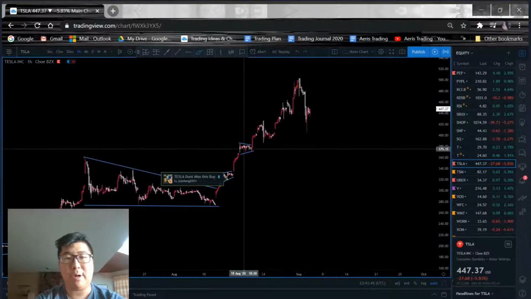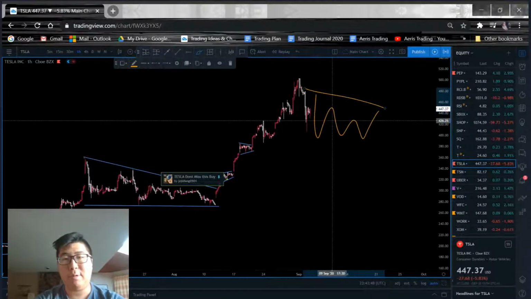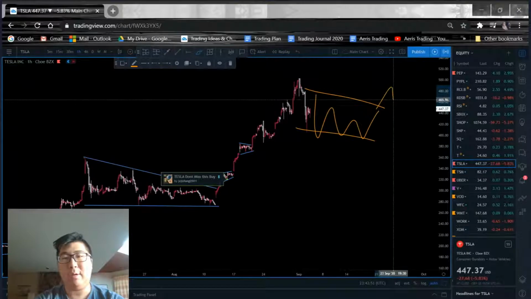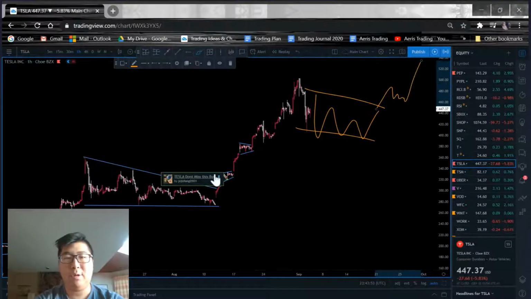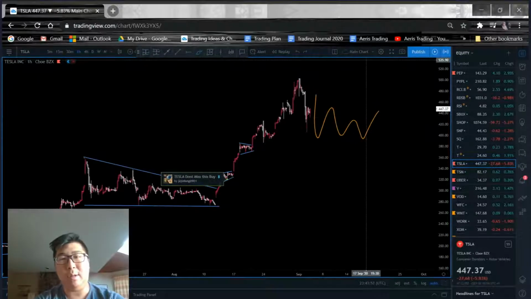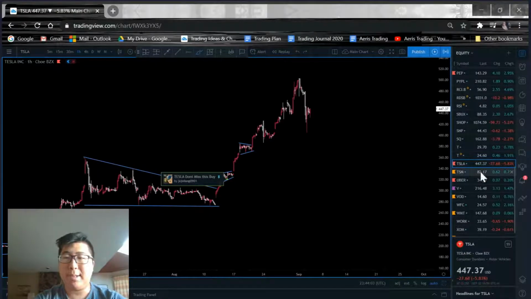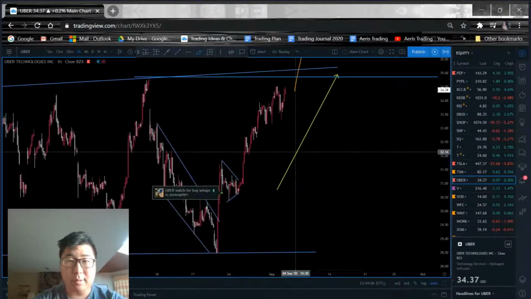So waiting for a larger correction to build, waiting for a larger structure to build, and then waiting for the breakout, and then waiting for the lower time frame continuation, just like my trade here. It's always going to be the best trade, safest trade, and the less risky trade. Okay, so that's Tesla.